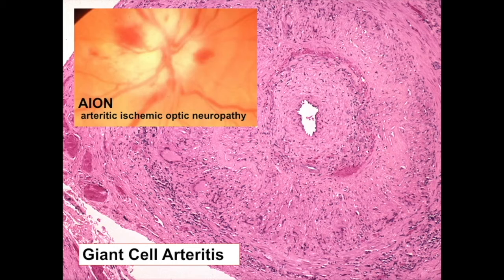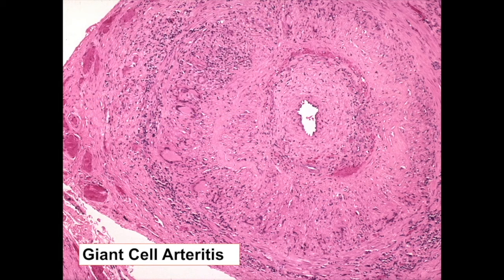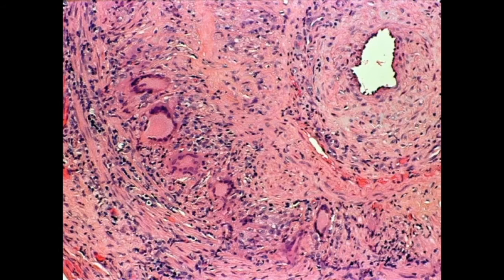Arteritic ischemic optic neuropathy is caused by giant cell arteritis. Here we see the histopathology: the markedly narrowed lumen of the vessel, and the inflammation in the vessel wall, typically centered around the plane of the internal elastic lamina, which is frequently lost and shows segmental disruption. Now, this is a case of florid granulomatous inflammation with multiple giant cells.